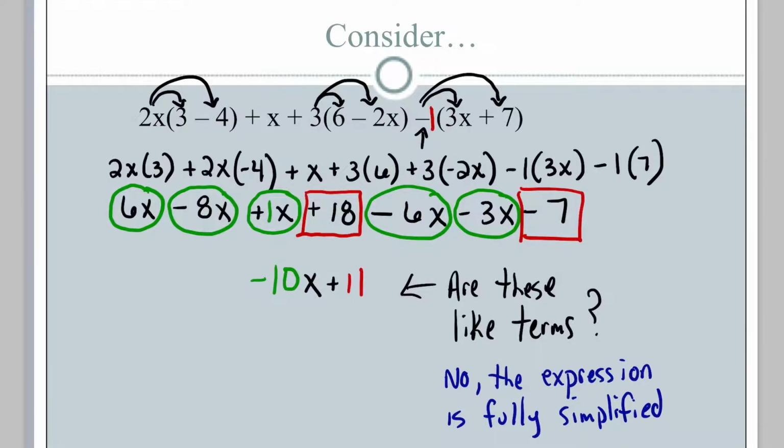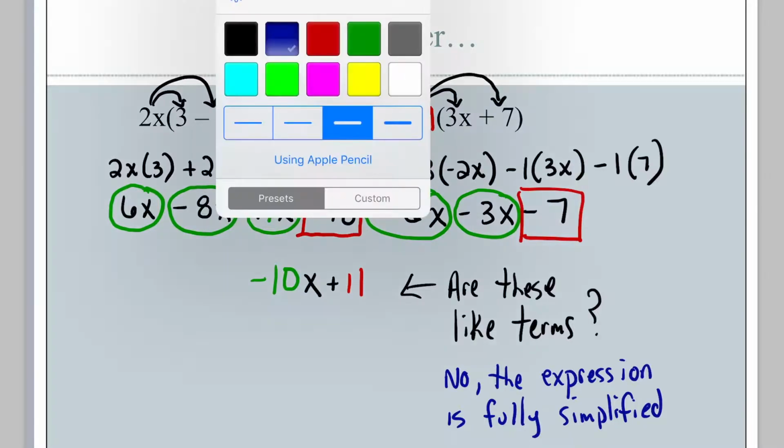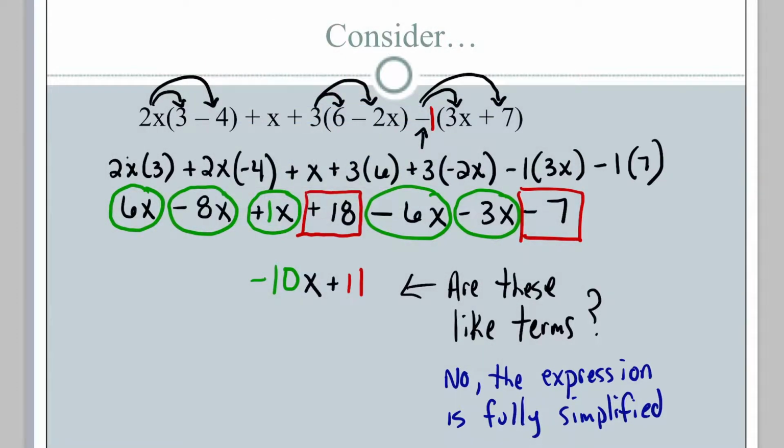So after we distributed and we simplified our grouping symbols, we have to ask, do we have any exponents? Do we have anything that is raised to a power? In this case, no. So we don't have to use that step. After that, we multiply and divide. Well, there's not any division, but there is multiplication. And the multiplication was between these terms. And so we worked from left to right and multiplied.